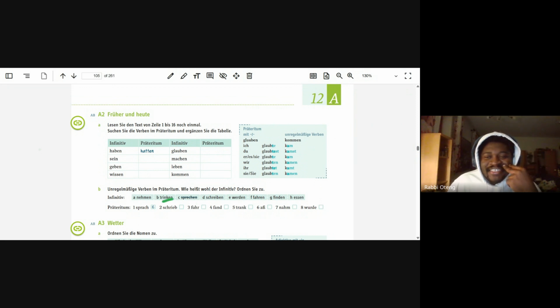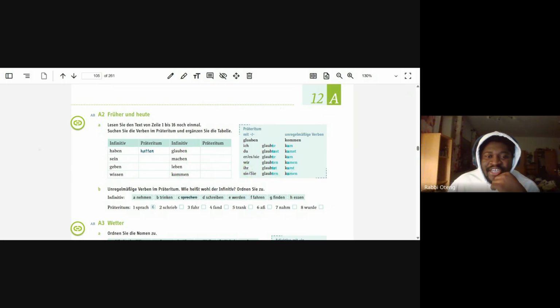Then trinken follows the normal finden pattern, so the i will change to an a. So what I want to say, I drink the juice: Ich trank den Saft. The juice is der Saft. So we have Orangensaft, Apfelsaft, orange juice. So trinken is trank. Okay, ich trank.